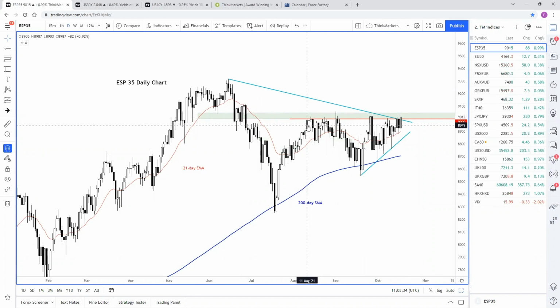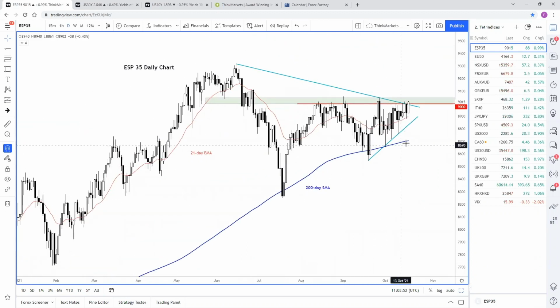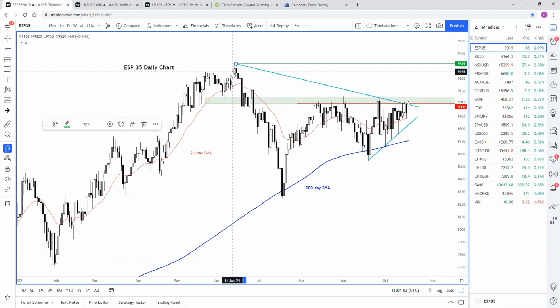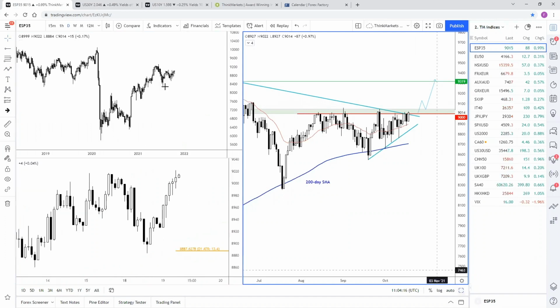It did take its sweet time between August and the final weeks of October, the last 2 weeks of October, and finally it looks like it wants to break out. The longer term trend is bullish, as indicated, for example, by the rising 200-day moving average. The breakout, if sustained, can lead to a possible move to a new high for the year above this high that was hit in June. So that's the main target, if you like, for this market.